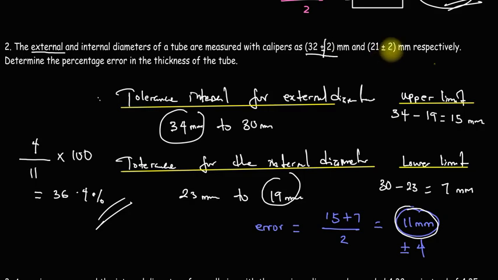So let's take, for example, if this was 3 instead of 2. Getting the tolerance interval for the internal diameter is just going to be like 21 minus 3 is what? 21 minus 3 is going to be 18. So we have 18 millimeters to what?